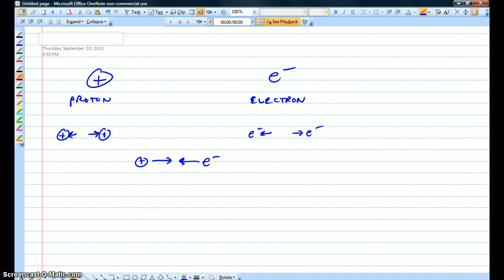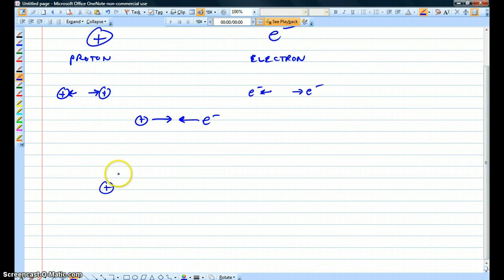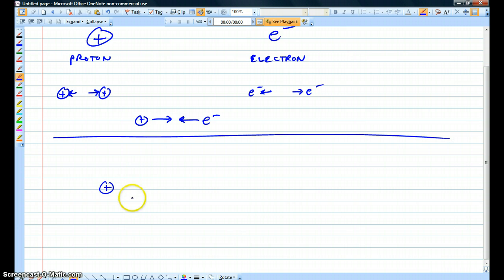All right? Now, in an atom, this is basically what holds an atom together. So you've got a proton. Let's say we look at the simplest atom, which is hydrogen. So you've got a proton with an electron around it. And these are, in the hydrogen atom, held together in the atom.